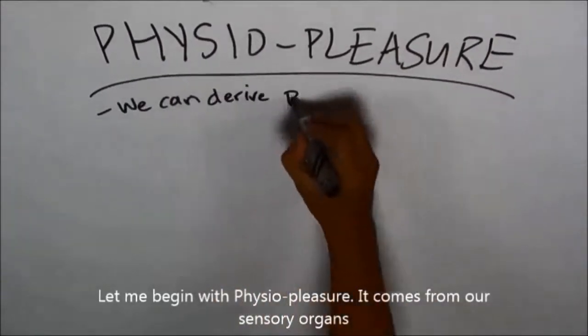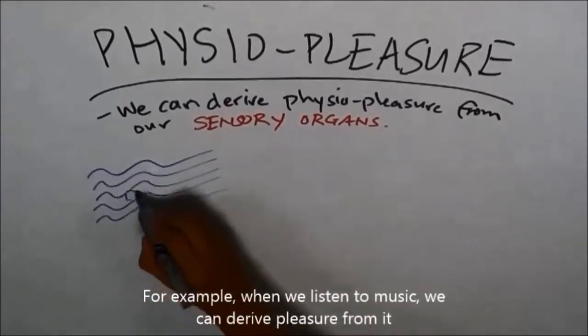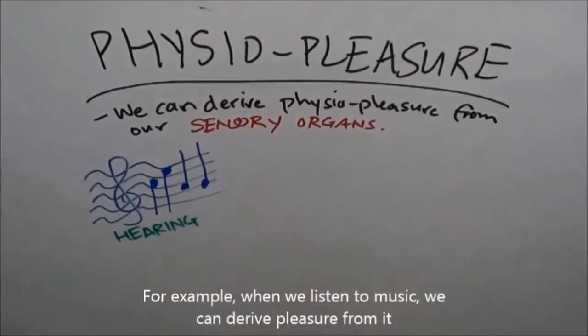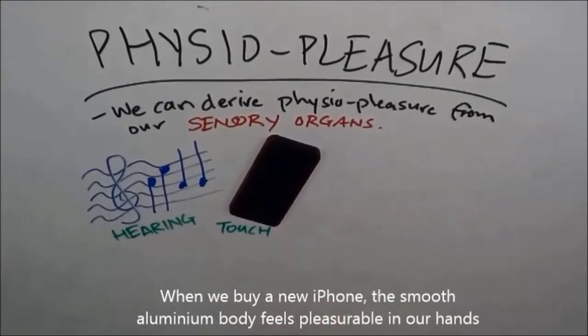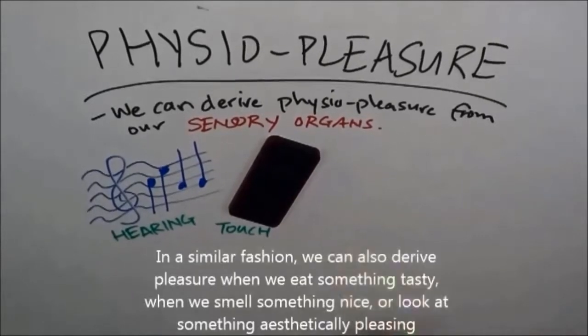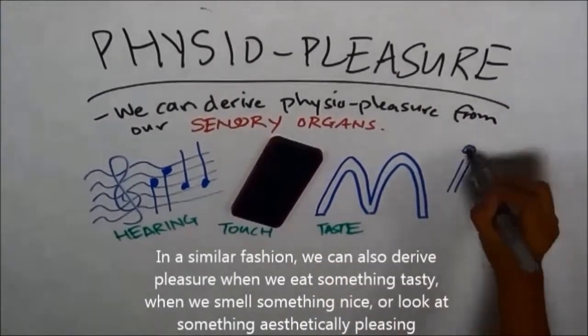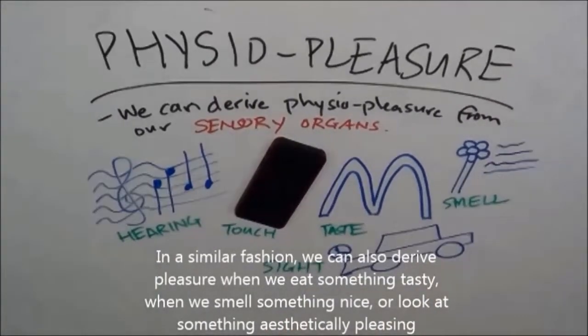Let me begin with physio pleasure. It comes from our sensory organs. For example, when we listen to music, we can derive pleasure from it. When we buy a new iPhone, the smooth aluminium body feels pleasurable in our hands. In a similar fashion, we can also derive pleasure when we eat something tasty, when we smell something nice, or look at something aesthetically pleasing.